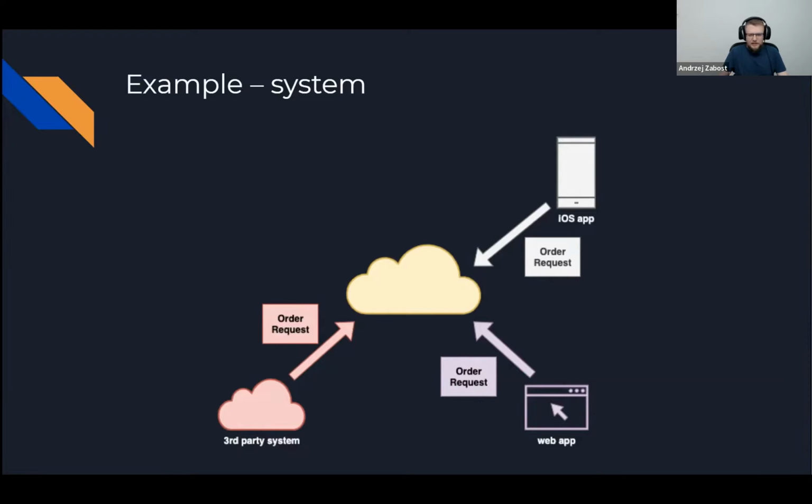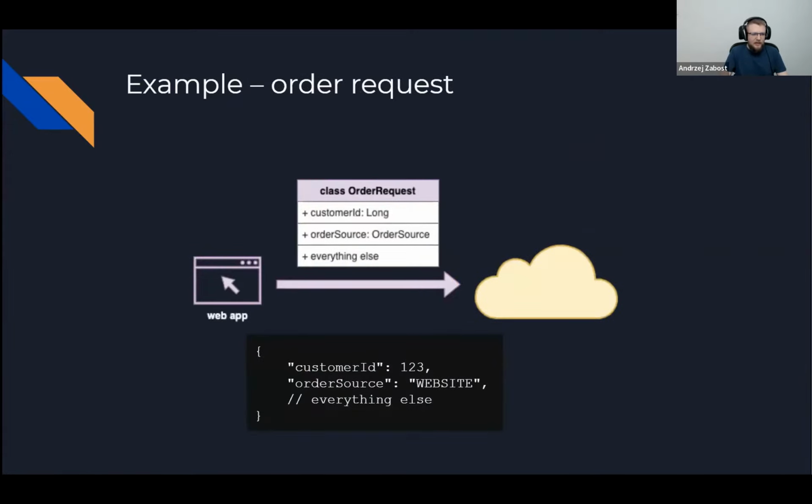Okay, let's dig a bit deeper. So we have those order requests, right? Let's imagine that an order request contains some properties, and one of them is the order source property. This order source points to the origin of the order request, so it indicates which application created it. For example, it can say that it was created by the website application. Therefore, we can see this JSON on the slide saying website, okay?